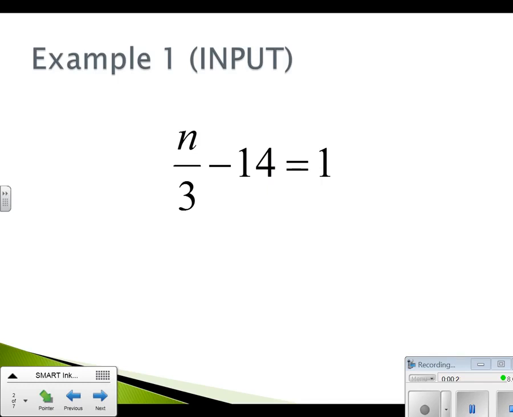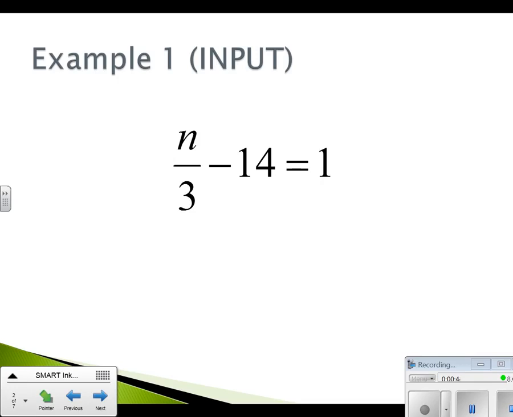In an equation when we're solving we're looking for the value of that variable. So we have n divided by 3 minus 14 is the same as 1. So we need to get the n alone on the left side of the equal sign. In order to do that we have to get rid of the division of 3 and the subtraction of 14. You have to know which one to do first though.